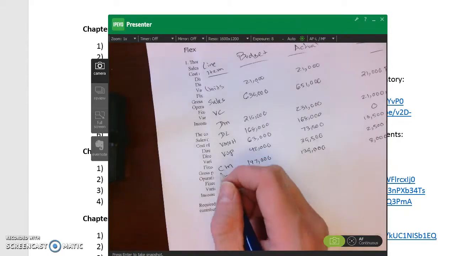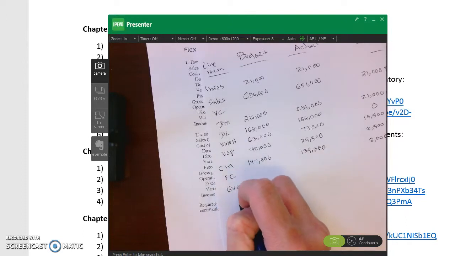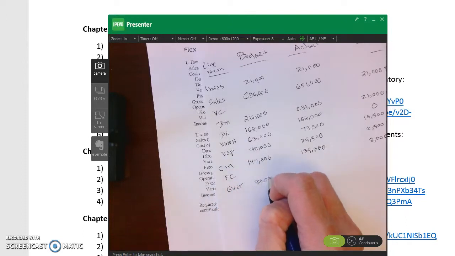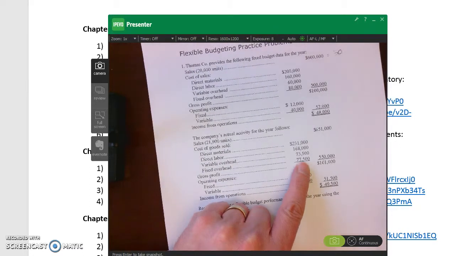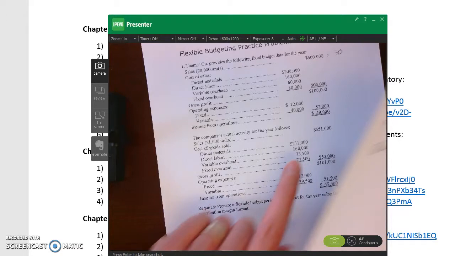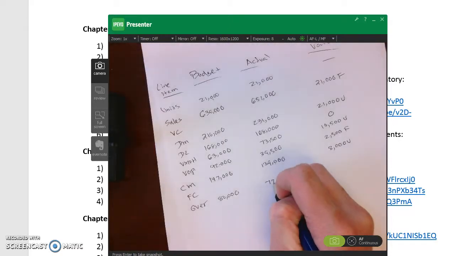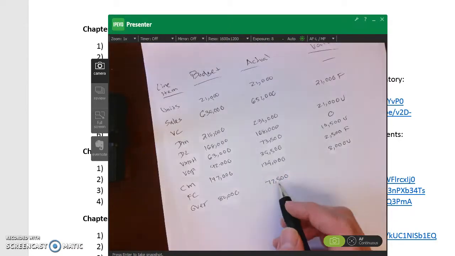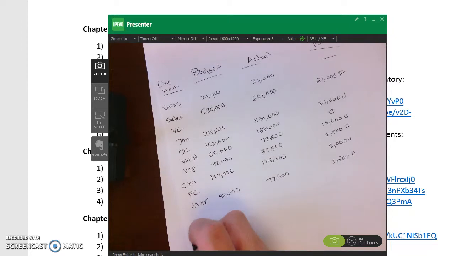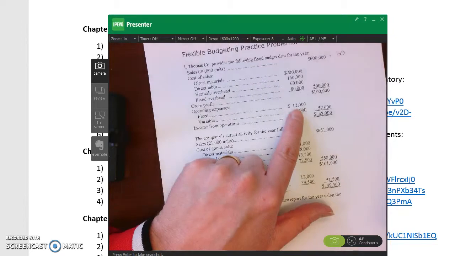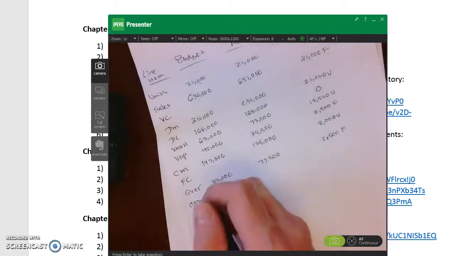So I'll say my fixed costs, and I'll say my fixed overhead, and I would anticipate it to be 80,000, and it was actually 77.5. So my actual fixed costs are lower than what they should have been, 2,500 favorable, and then my fixed operating expenses, 12,000 and 12,000, so there's no variance.